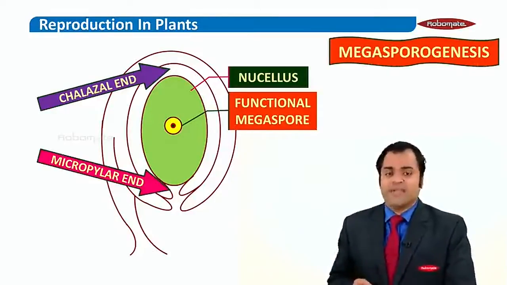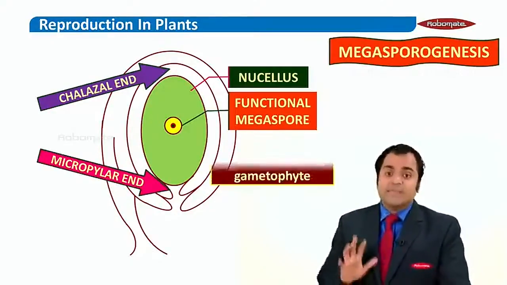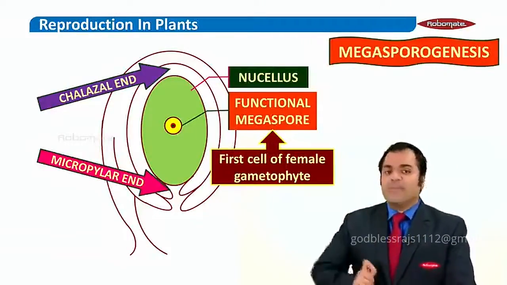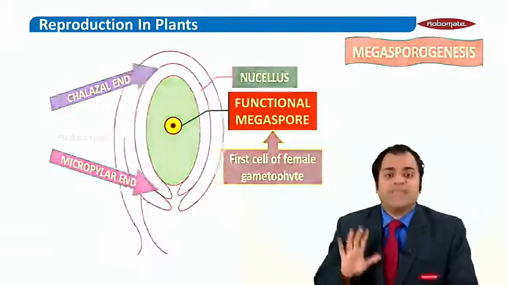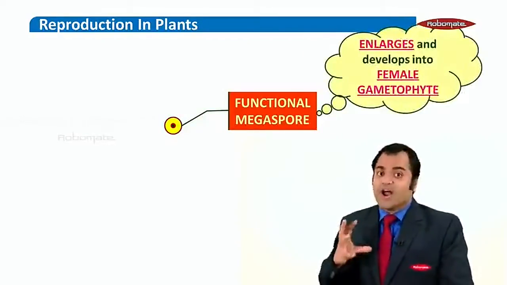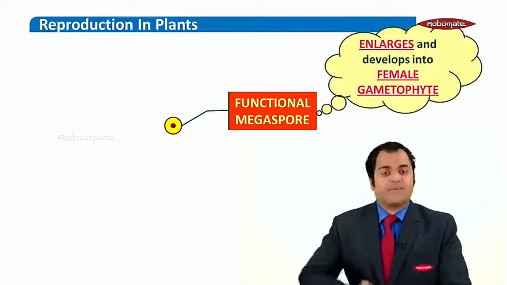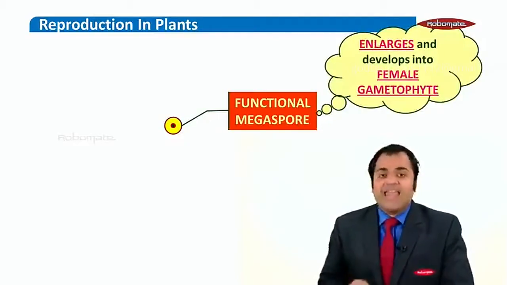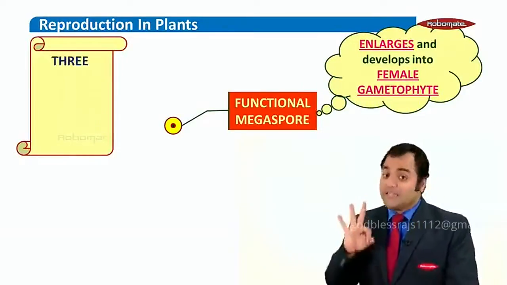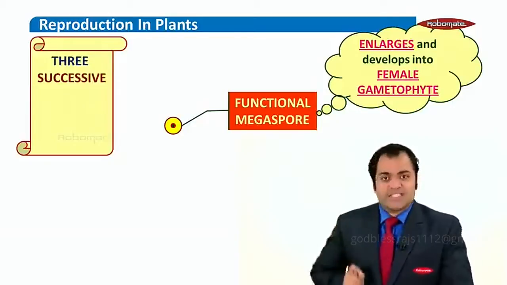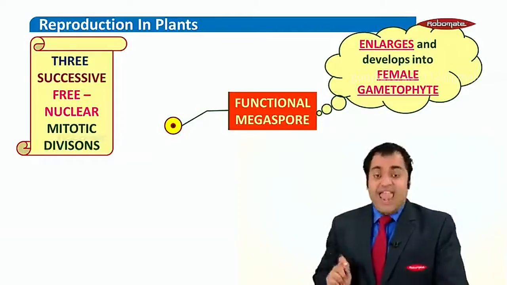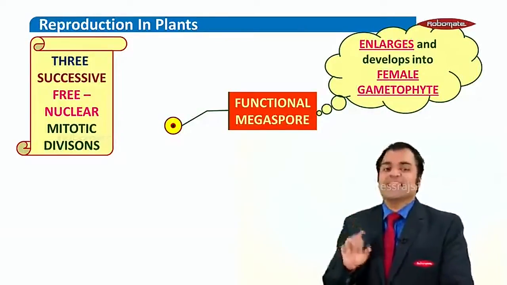Look carefully. Now what I'm doing for you here is simply telling you that the functional megaspore is the first cell of the female gametophyte. So let us just keep that one cell in picture. Now this functional megaspore will enlarge and it will develop into the female gametophyte. And for the purpose of that, it has to do something. What will it do? It will basically undergo 3 successive free nuclear mitotic divisions, and from 1 nucleus you will end up with 8 nuclei.